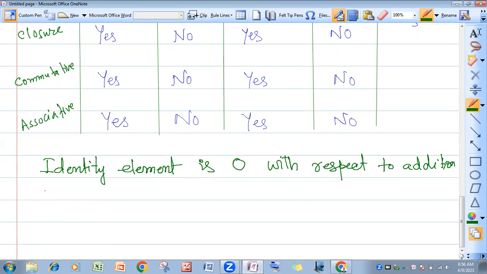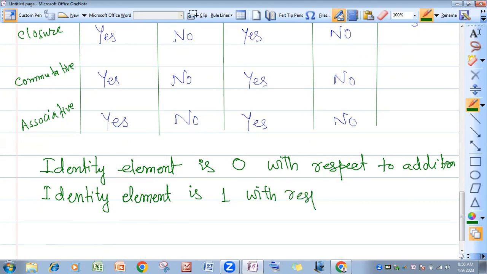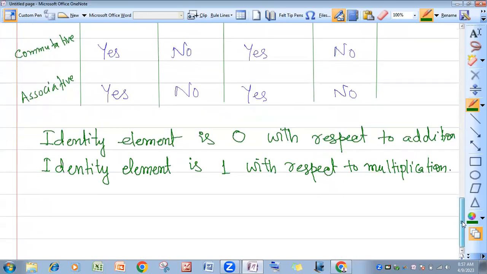Now we will see the identity element with respect to multiplication. With respect to multiplication, the identity element is 1. So we can write, suppose 1 into 5 or 5 into 1, both will give you 5.